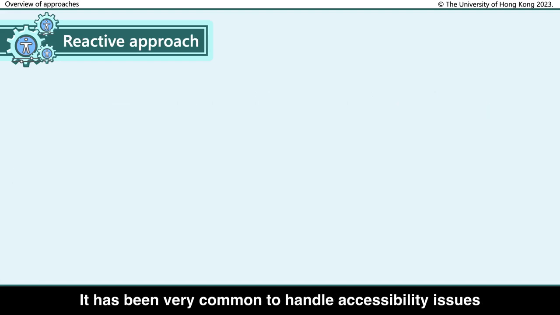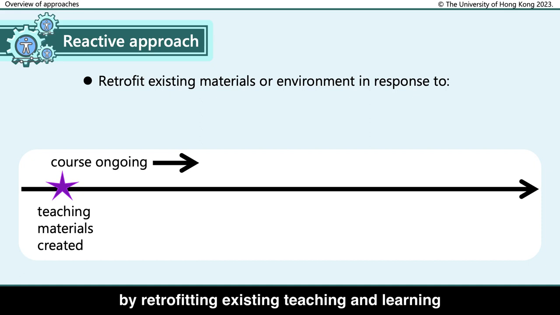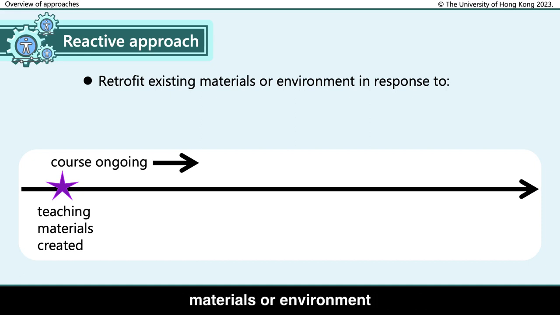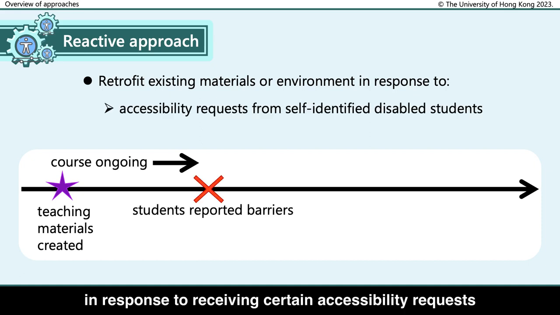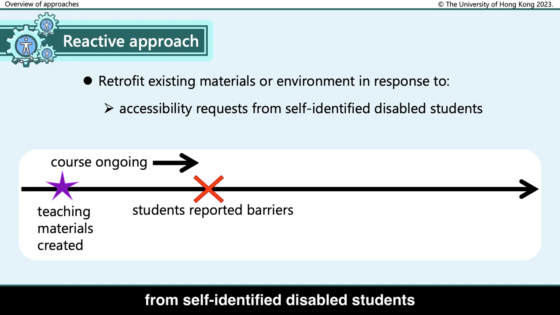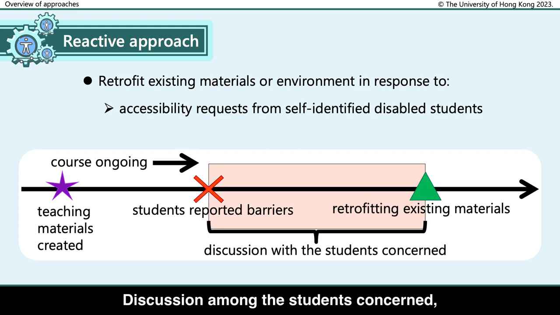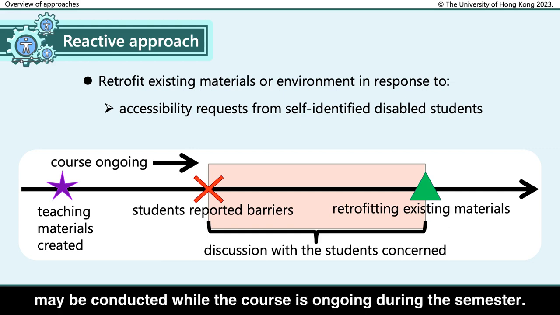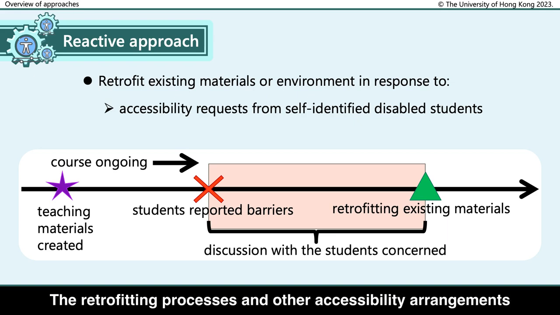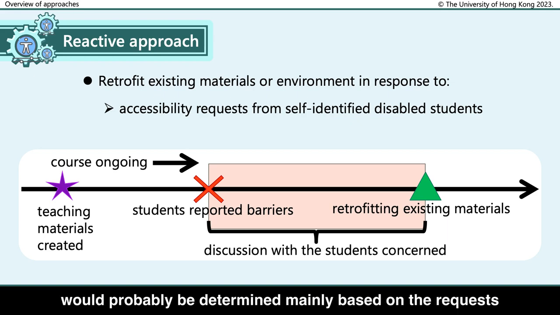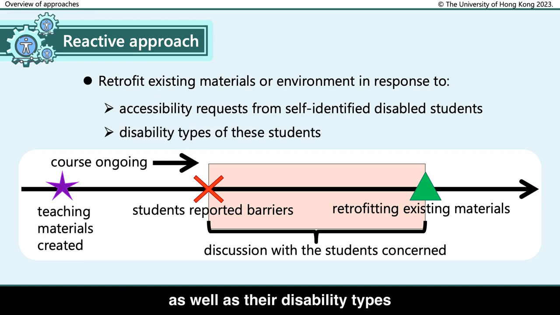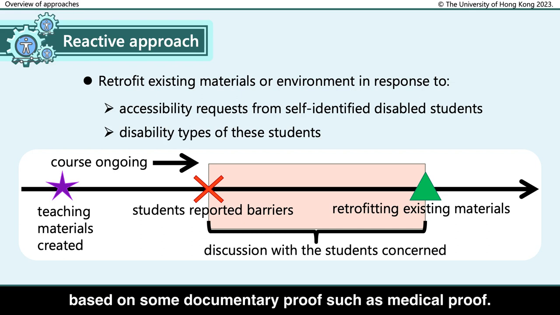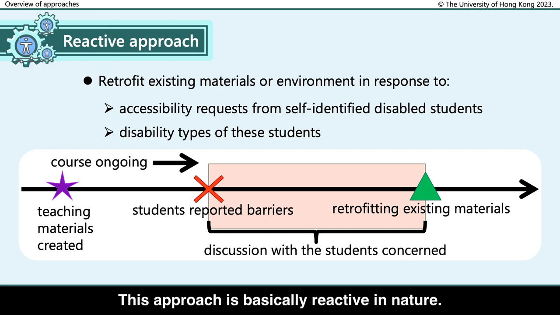It has been very common to handle accessibility issues by retrofitting existing teaching and learning materials or environment in response to receiving certain accessibility requests from self-identified disabled students after the course has already started. Discussion among the students concerned, instructors, and accessibility support team may be conducted while the course is ongoing during the semester. The retrofitting processes and other accessibility arrangements would probably be determined mainly based on the requests, as well as their disability types based on some documentary proof such as medical proof. This approach is basically reactive in nature.